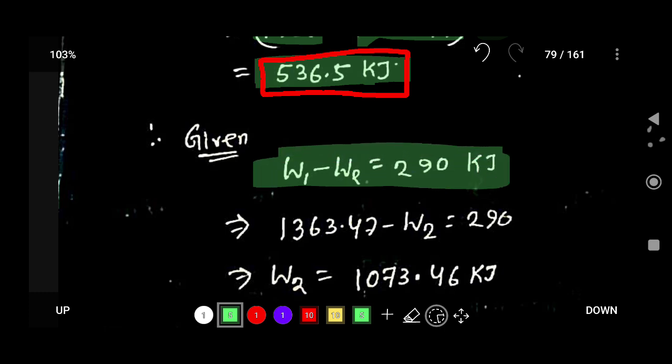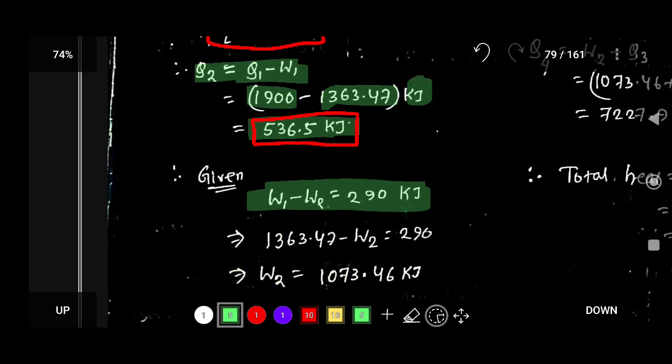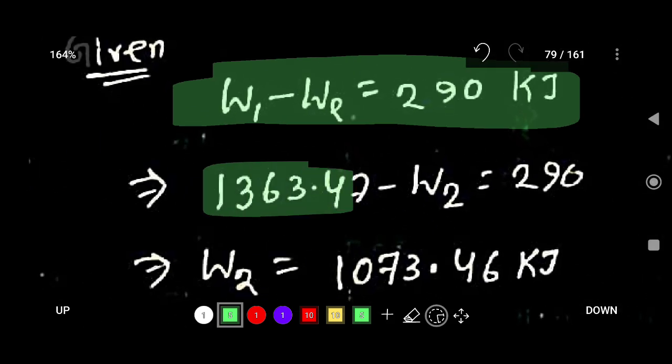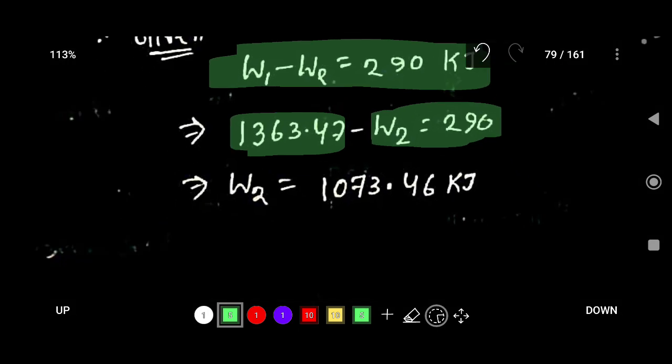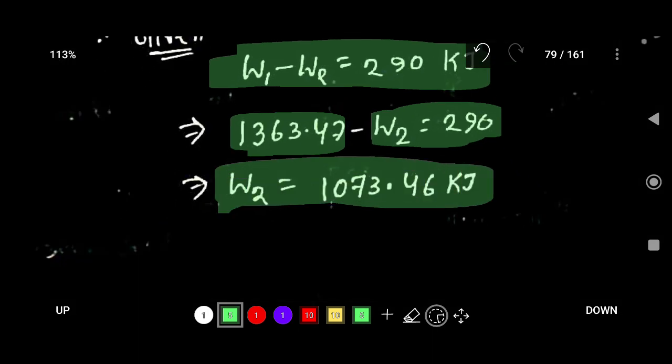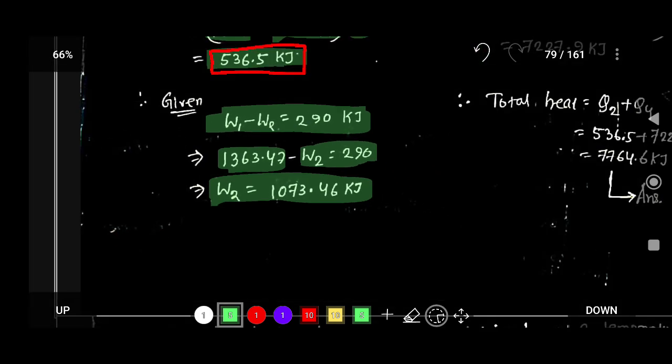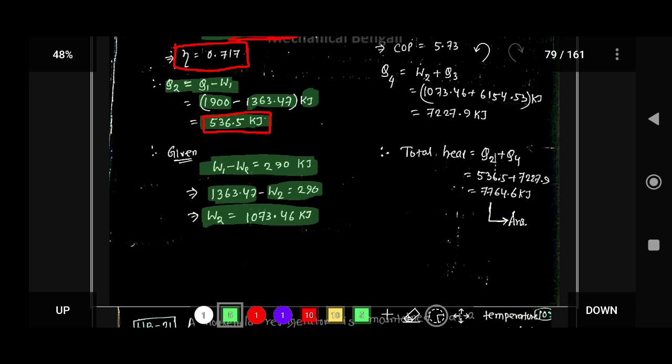So here W1 is 1363.47, minus W2, equals 290 kilojoule. From here you can get the value of W2, that is equal to 1073.63 kilojoule.